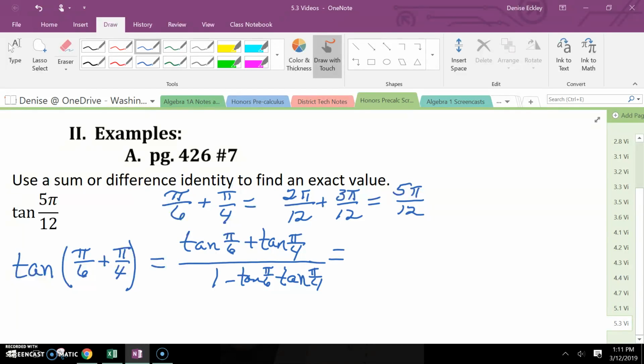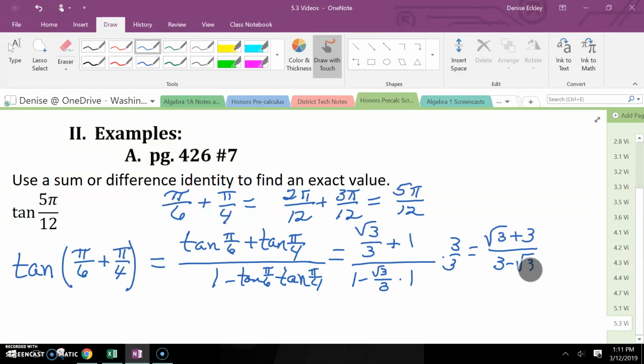So tangent of pi over 6 is square root of 3 over 3. Tangent of pi over 4 is 1. And then in the denominator we have 1 minus square root of 3 over 3 times 1. Now multiplying through by 3 over 3 gives us square root of 3 plus 3 over 3 minus the square root of 3. So to simplify this even more, I'm going to multiply top and bottom by the conjugate of the denominator, which would be 3 plus the square root of 3 over 3 plus the square root of 3.